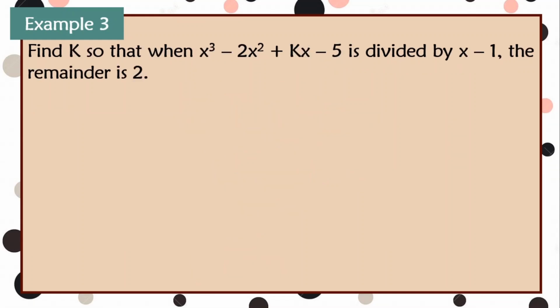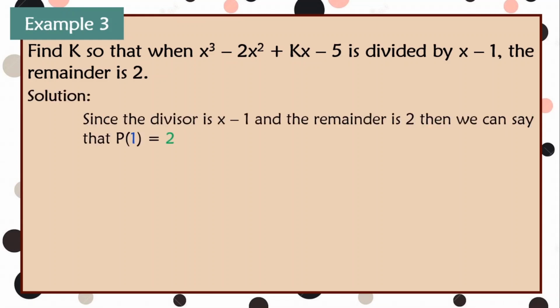Next, example number 3. Find k so that when x cubed minus 2x squared plus kx minus 5 is divided by x minus 1, the remainder is 2. So this time, the remainder is given and we need to find the value of one of the coefficients of the polynomial. For our solution, since the divisor is x minus 1 and the remainder is 2, we can say that p of positive 1 is equal to 2.